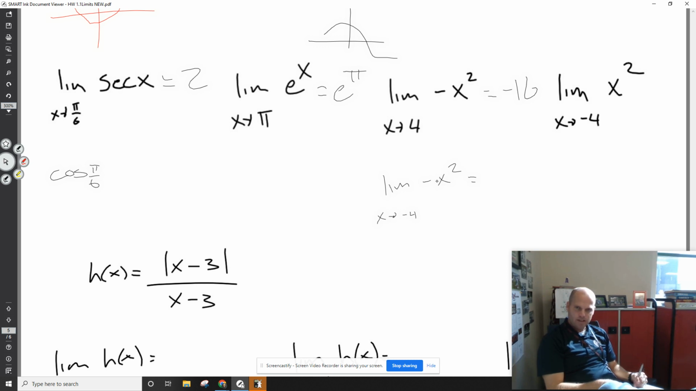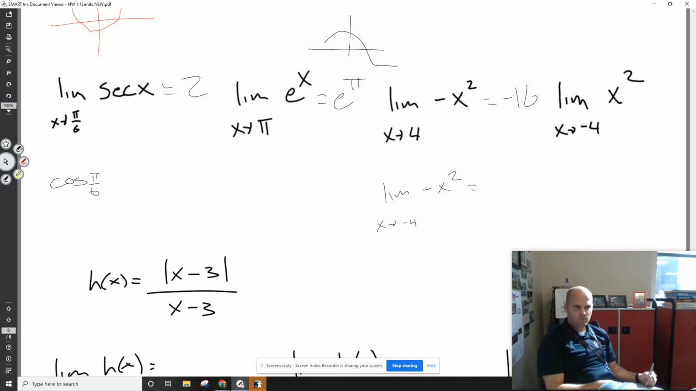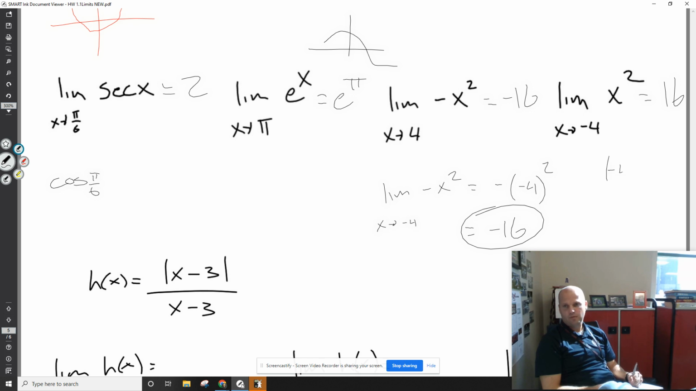-4 gets squared first. Then we take the opposite of it, giving us -16. Algebra 2 students make this mistake. Calculus students make this mistake. Here, (-4) squared. This is positive 16, (-4) squared.